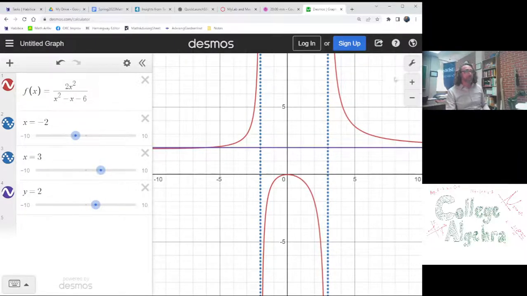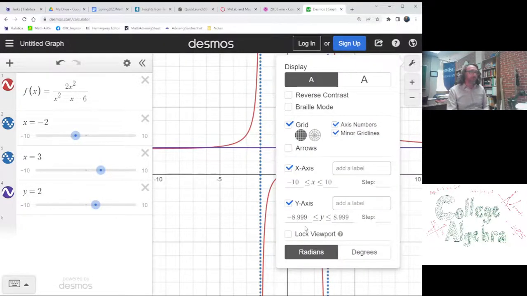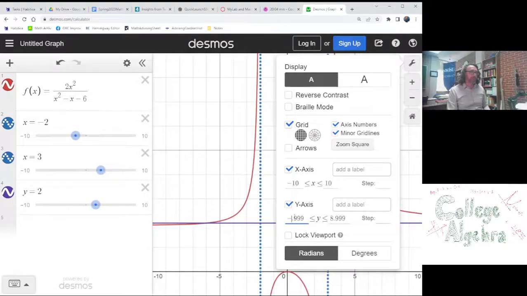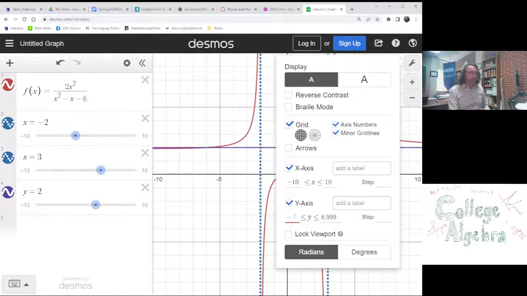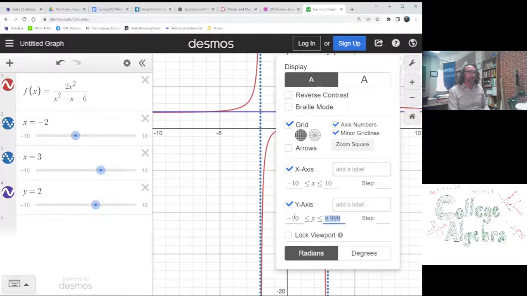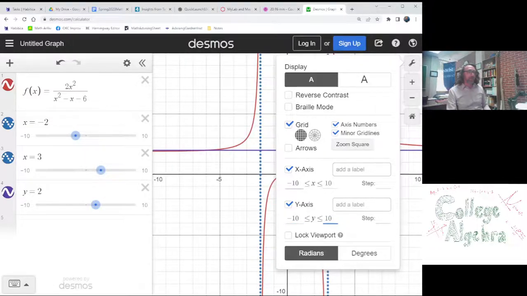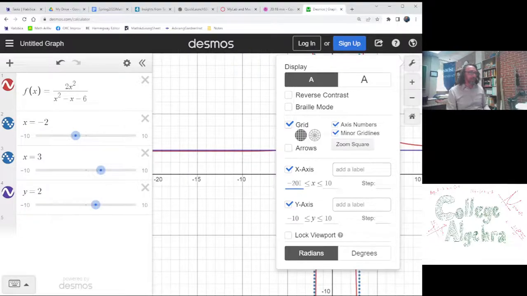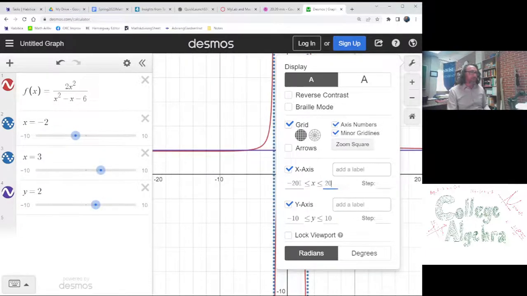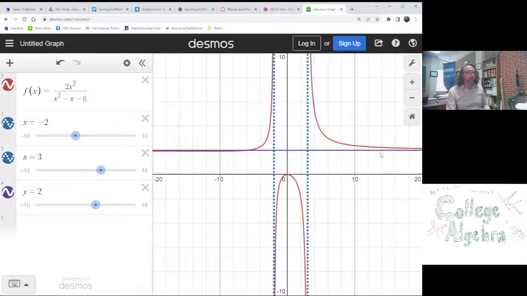Okay? Let me change my settings a little bit. And my y-axis, I want to go from negative 10 to positive 10. Let me do negative 20. Oh, no, shoot. My x-axis, negative 10 to 10. Let me change my x-axis. Let me go from negative 20 to 20. And I bet we'll see it a little better there. See how this graph is flattening out? It's almost indistinguishable from this horizontal line that I've put in here at y equals 2.